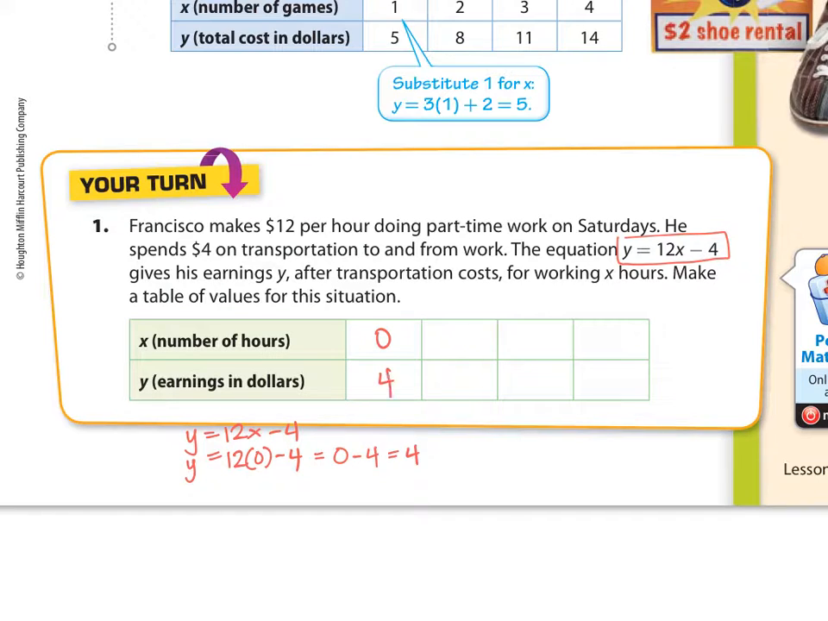So this actually doesn't really make any sense. It's saying that he's not working any hours at all. So he has to spend $4 and then comes back from wherever he works. So he actually doesn't make any money at all. He loses $4. That's what that means.